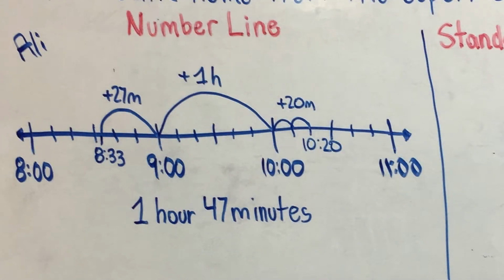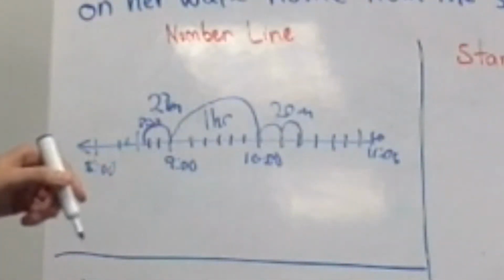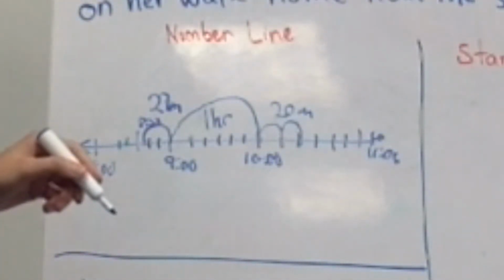And then how'd you figure out how long her walk home was? It was an hour and 47 minutes. Hour and 47 minutes. Because what did you add together? I added 27 plus 20, and that gave me 47. And it didn't equal 60, so it was an hour and 47 minutes. Nice job, man. Nice job.